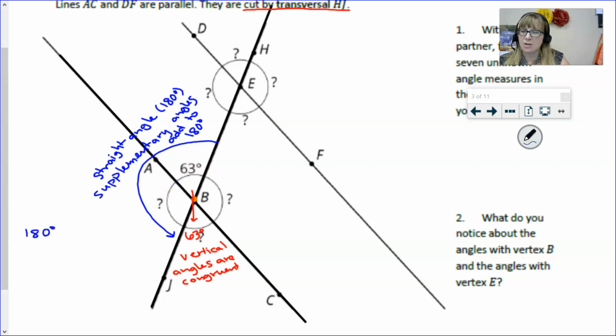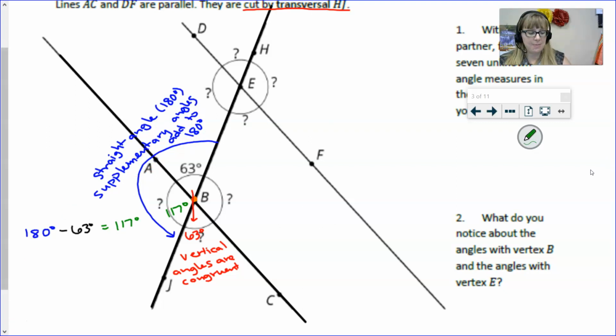So with that in mind, knowing that both of these together will add up to 180 degrees, I have 180 degrees minus the 63 that's given to me in the diagram. And when I do that subtraction, I end up with 117 degrees. That means this question mark angle here is 117 degrees. And again, how do I know that? Because it's a straight angle or supplementary angles that add up to 180 degrees.